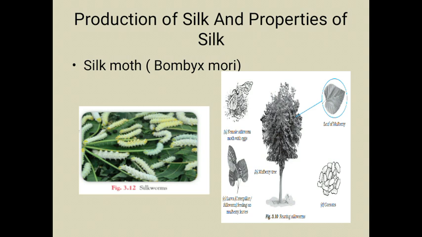Silk is produced from the silkworm's head and then forced out in liquid form through openings called spinnerets. So the silk solidifies when it comes in contact with the air.